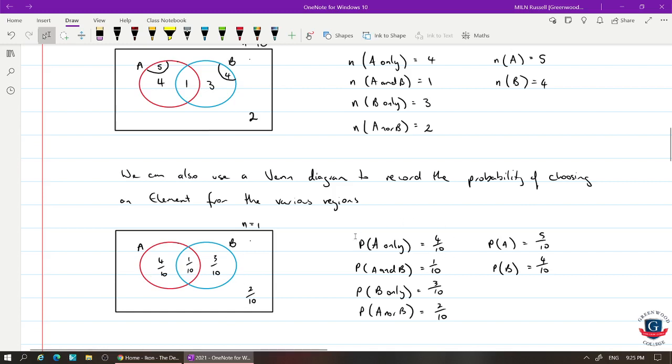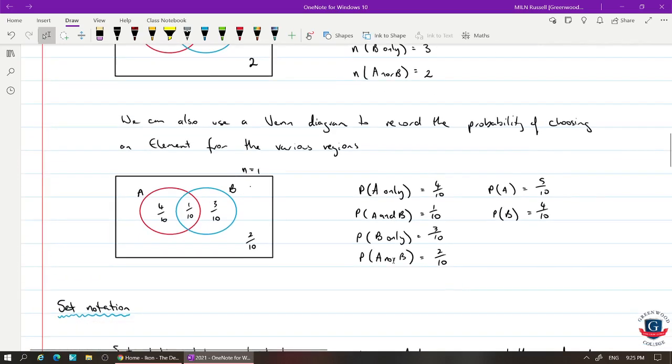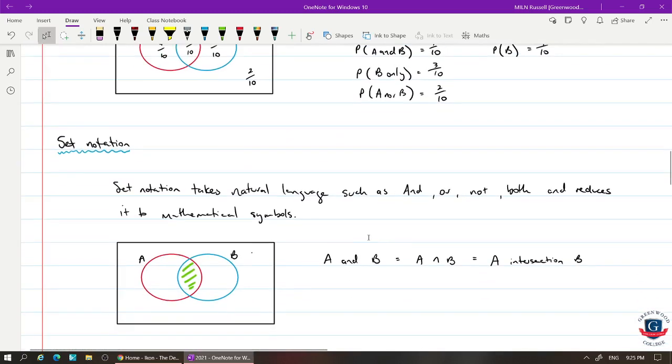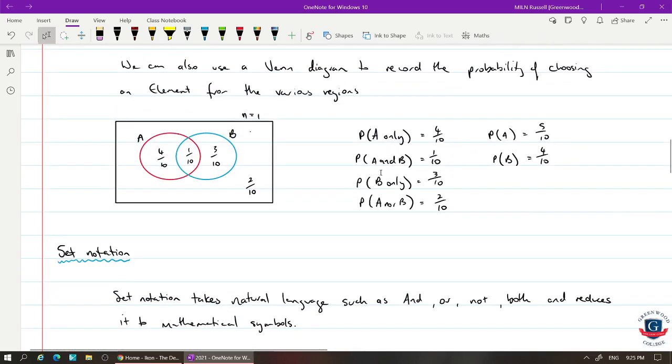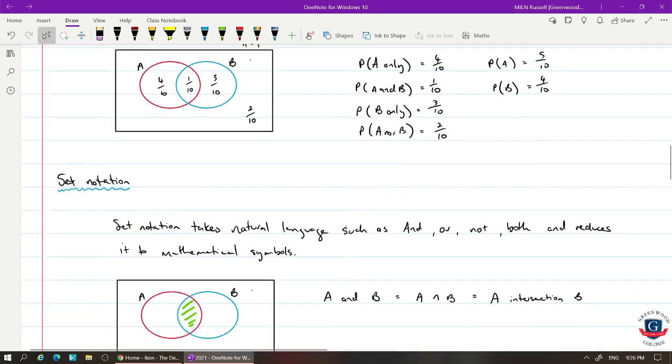If we're trying to show that, the probability of A only would equal 4 out of 10. In the same way, the number of elements in A nor B would be 2 in this case. Now, these natural language type representations, A only, B only, A nor B, can be a little bit messy, so we have mathematical symbols to do the same job.